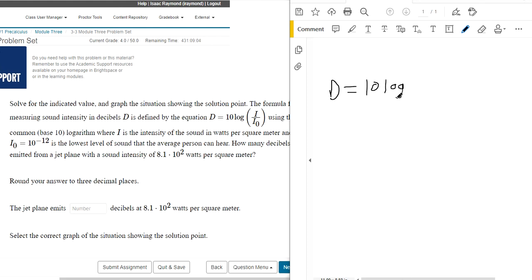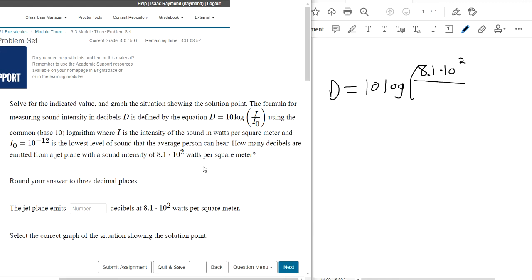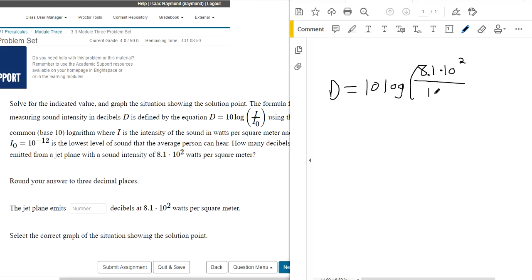So here's the equation, and now we're going to plug in 8.1 times 10 to the second, and then it says I sub 0 is 10 to the negative 12th. So when you simplify this, 10 to the second over 10 to the negative 12th, if the bases are the same, then the powers subtract. So 10 to the second divided by 10 to the negative 12th is 10 to the 14th, because 2 subtracted by negative 12, that's 2 plus 12, right?